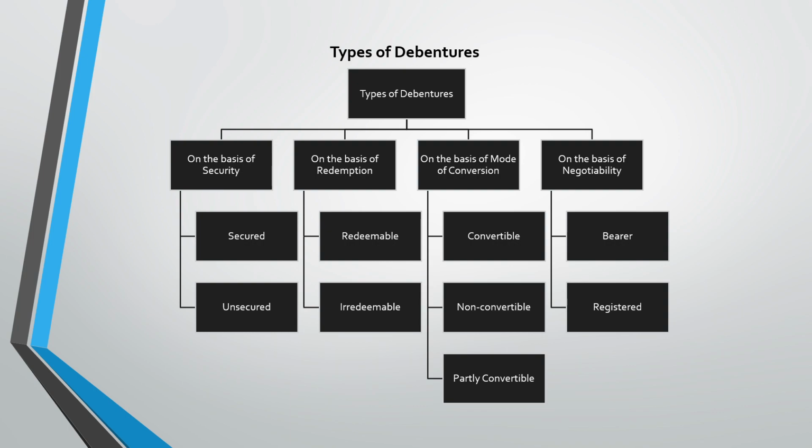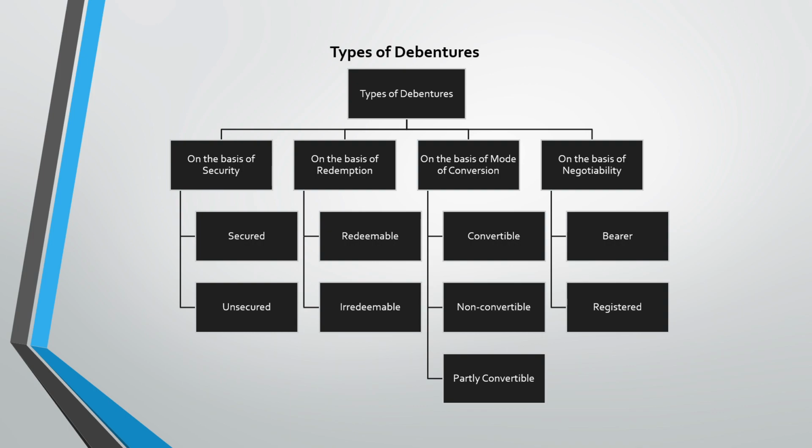Non-convertible includes those which cannot be converted into equity shares. Partly convertible and fully convertible: say a company issues 100 debentures. Then partly convertible means the company shall, in the terms of issue itself, say that 80% of this will be converted into shares and 20% will be redeemed in cash. So this is partly convertible.